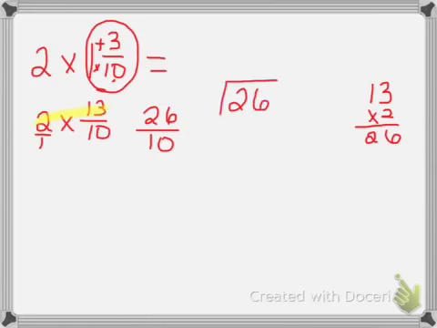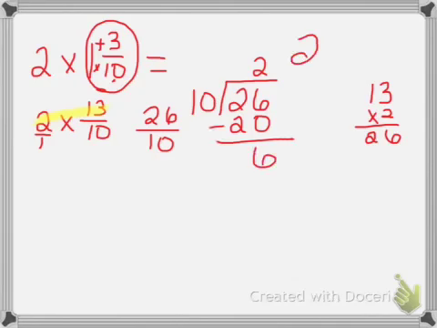So 26 divided by 10 goes into 26 twice, which is 20. Subtract. So my answer is 2 6/10. Okay. Don't forget that when you have a mixed number, you have to change it first. I have to actually change it to an improper fraction before I can multiply.